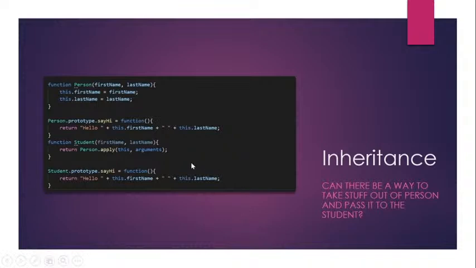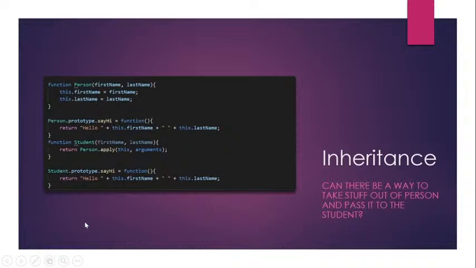Can there be a better way to take stuff out of the Person and pass it to the Student? It is through inheritance, in which we can take all the properties, all the prototype, which is declared in the prototype object, from the Person to the Student.